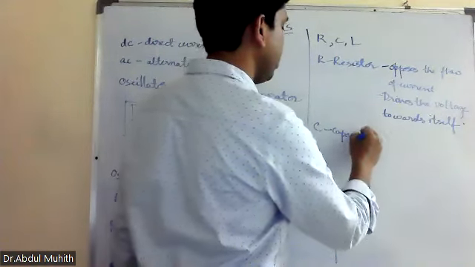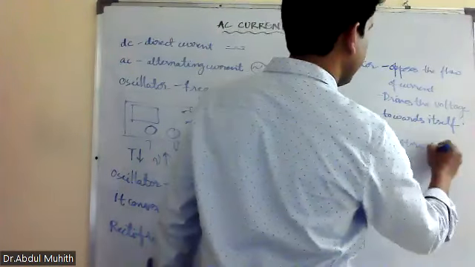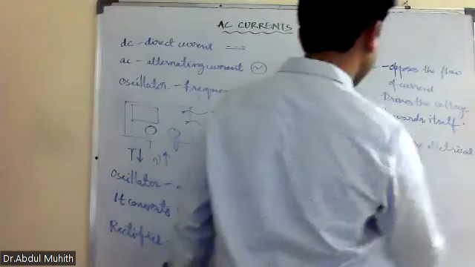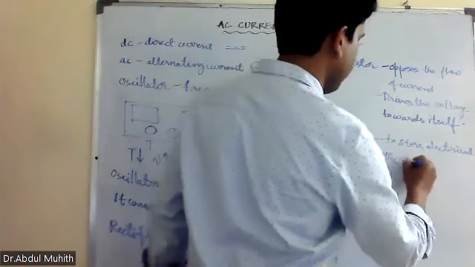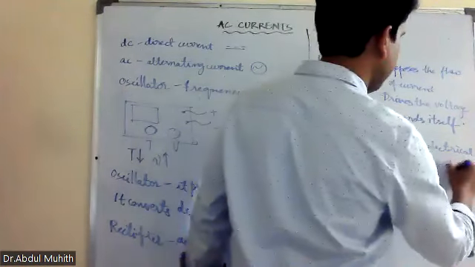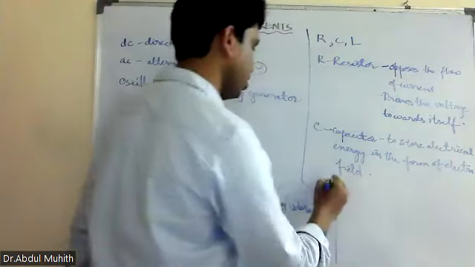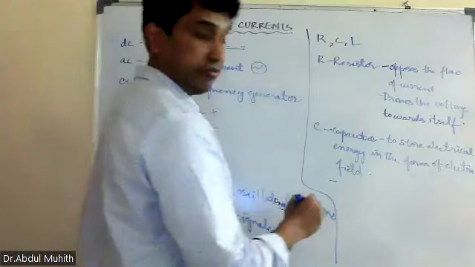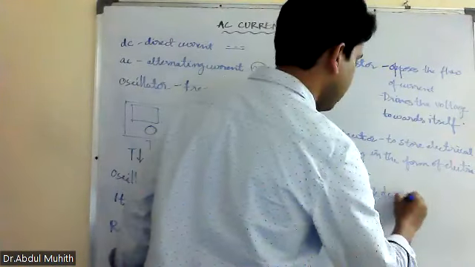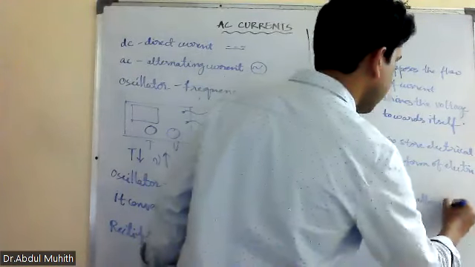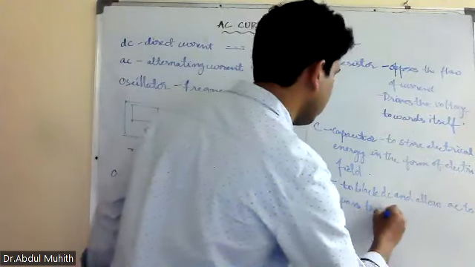What is the function of a capacitor? The function of a capacitor is to store electrical energy in the form of an electrical field. One more function is filtering. Filtering means to block DC and allow AC to pass through it.